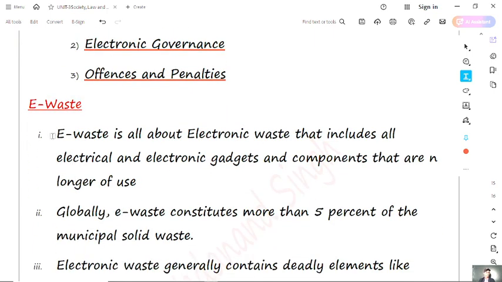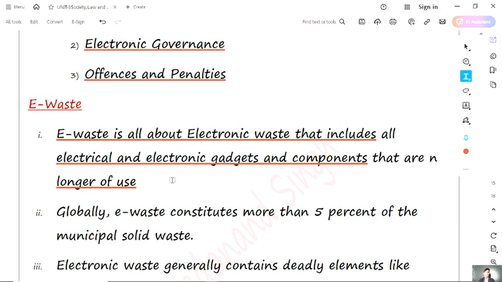Now, e-waste. What is e-waste? Simply, I am explaining to you. E-waste is all types of electronic waste that includes all the electrical and electronic gadgets and components that are no longer of use. Means if you are not using something, that is e-waste. Suppose I am giving a short example.